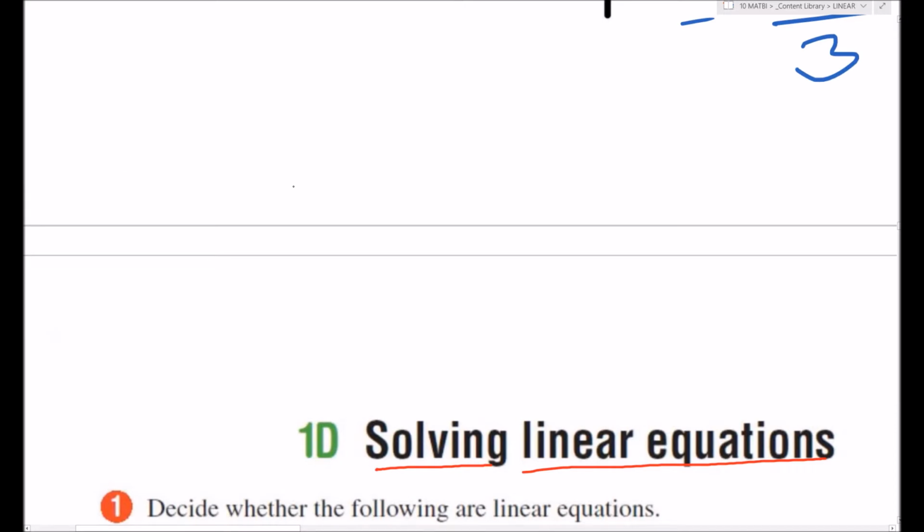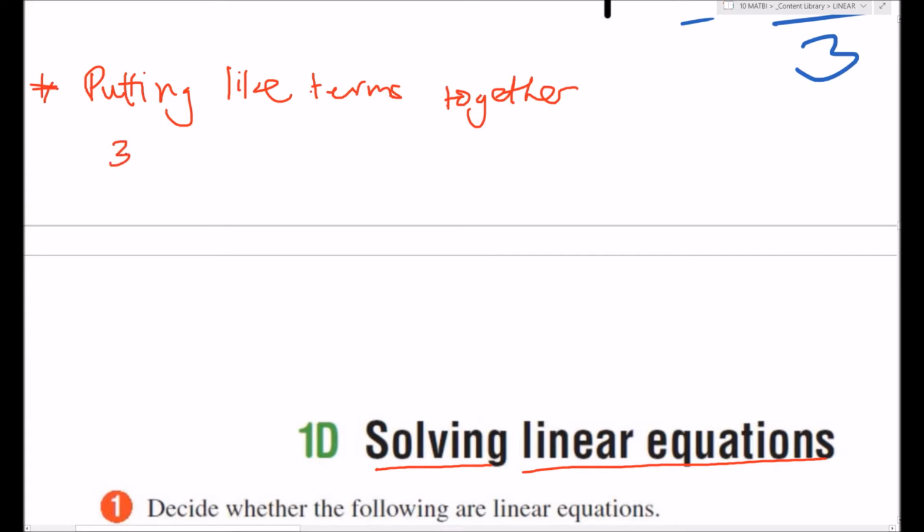So the first thing that I'll remind you guys of is putting like terms together. It's going to be important because you will come across equations where like terms haven't been put together. So you might have something like 3x plus 2x plus 10. And in this case, 3x and 2x are like terms. So when you put these together, that's the same as adding the coefficients, 3 plus 2. We get 5x plus 10.